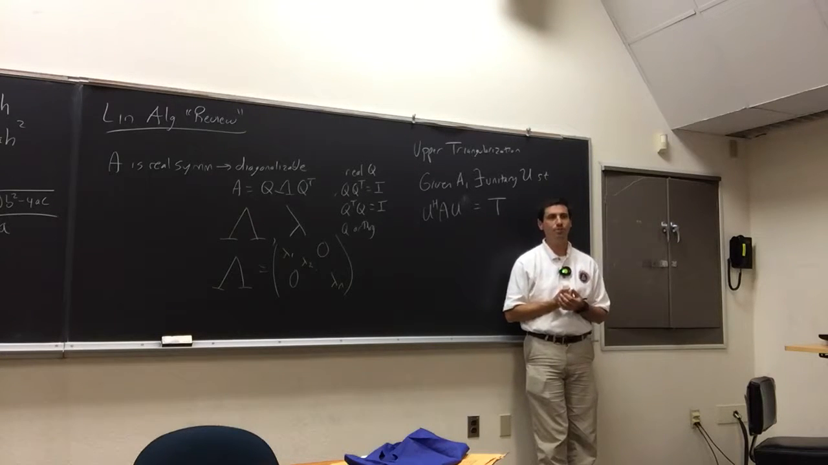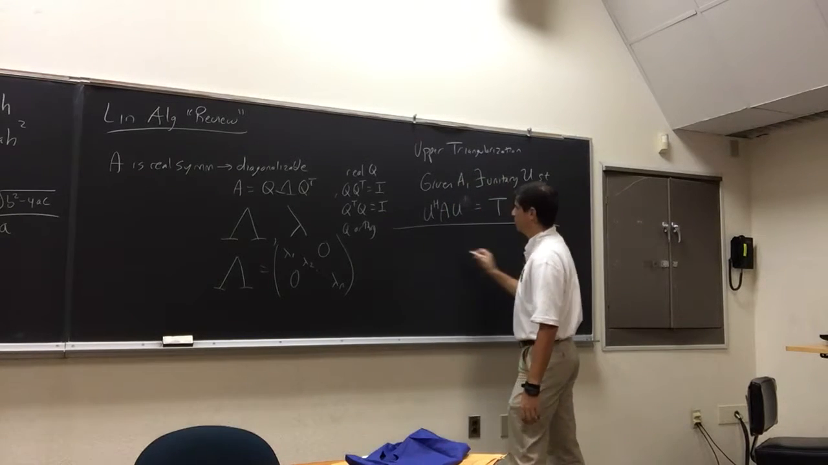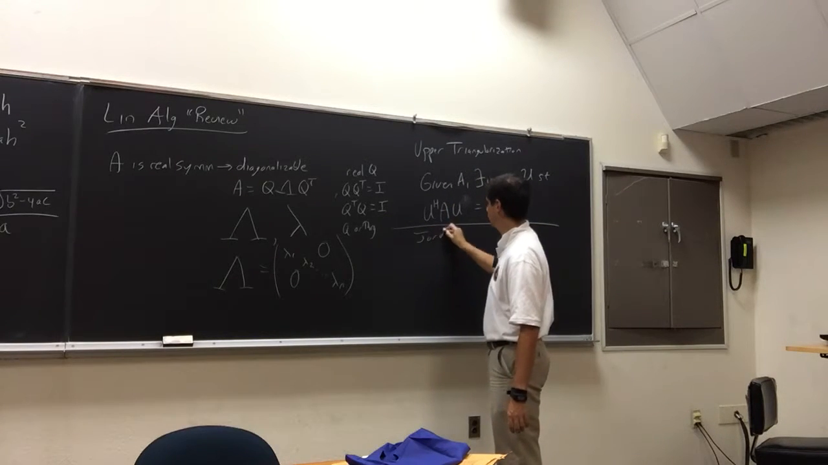Unfortunately, here I've entered the complex plane. And I may not want to enter the complex plane. So the question becomes, what's the most general form you can do for all matrices? There's something called the Jordan canonical form.